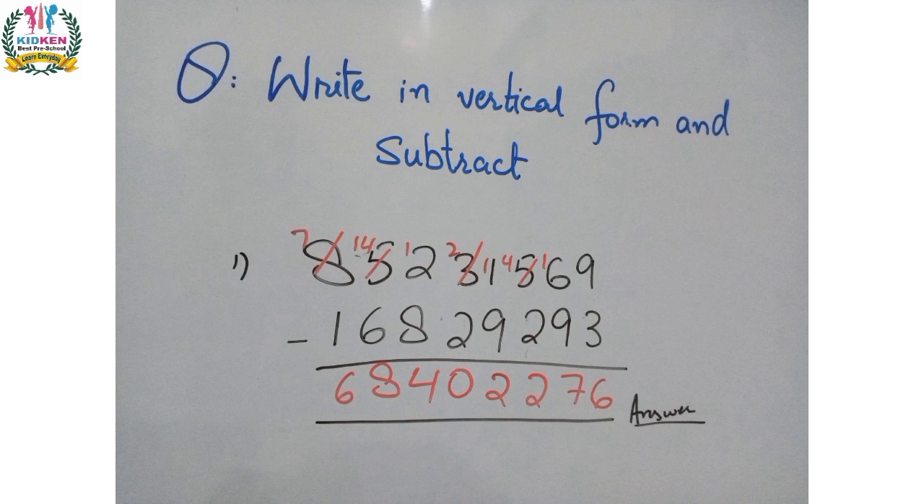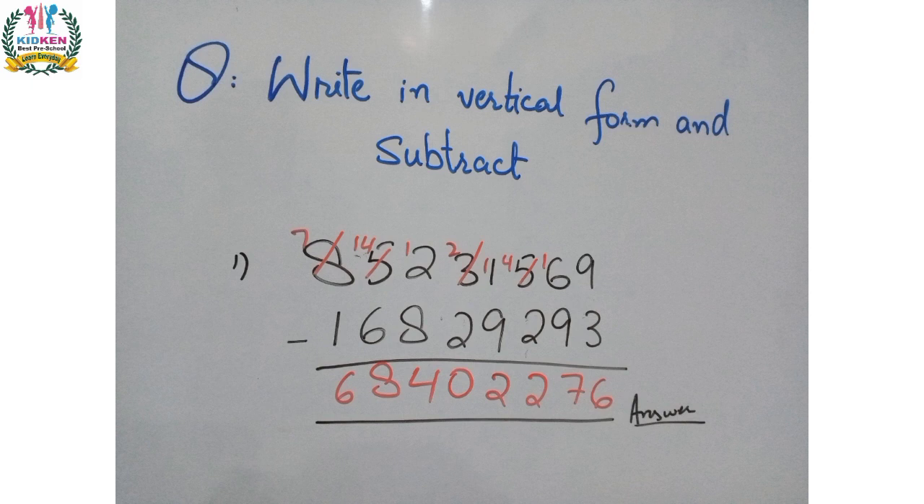1 minus 9 is not possible. So we can cut the previous digit and convert it into 2 and 1 converted into 11. So 11 minus 9 we have answer 2 and then 2 minus 2 we have answer 0. So 2 minus 8 is not possible, so we cut the previous digit 5, which converts into 4, and 2 converted into 12. So 12 minus 8 we have answer 4.